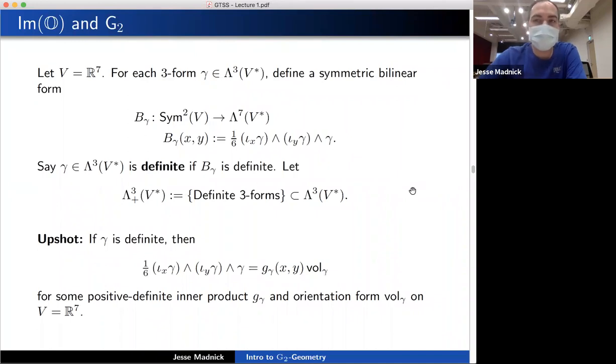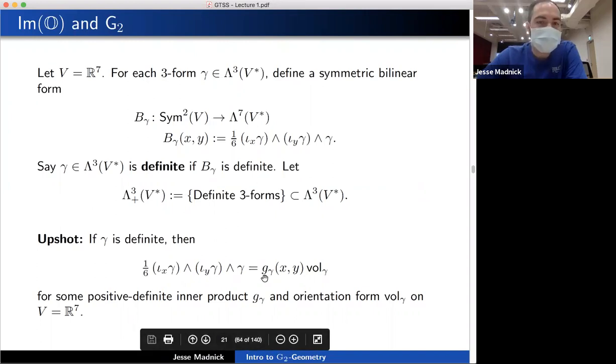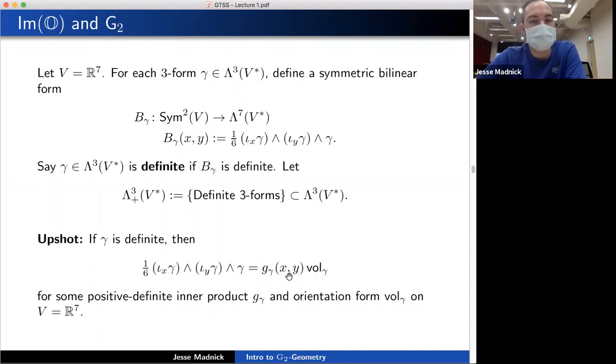An example of a definite three-form is, as you might suspect, phi0. The upshot for now is that if gamma is a definite three-form, then this object here you can write like this: it's equal to G gamma of X, Y times the volume form. So the point is that when you have a definite three-form, you automatically get an induced positive definite inner product G gamma, and also an induced orientation form on R7.